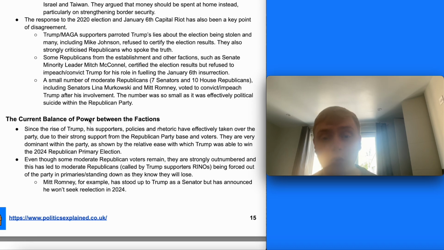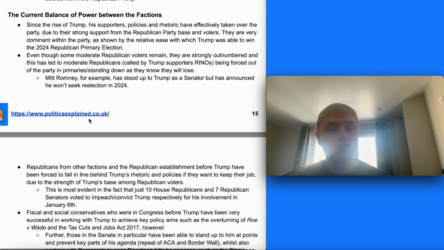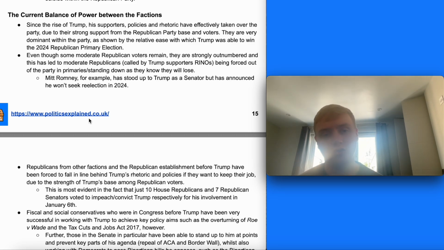The number was so small as it was effectively political suicide within the Republican Party, due to the fact that the Republican Party voters and base are strongly supportive of Trump, and many of them believed his lies in relation to the election being stolen. Since the rise of Trump, his supporters' policies and rhetoric have effectively taken over the party, due to their strong support from the Republican Party base and voters.